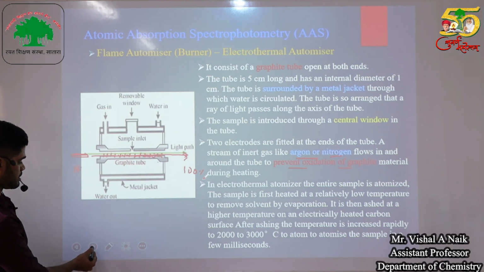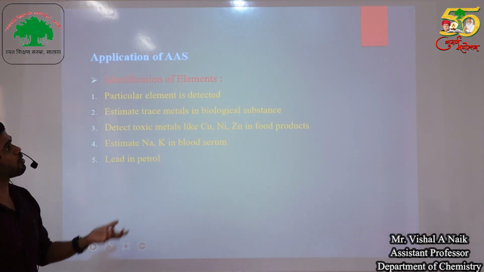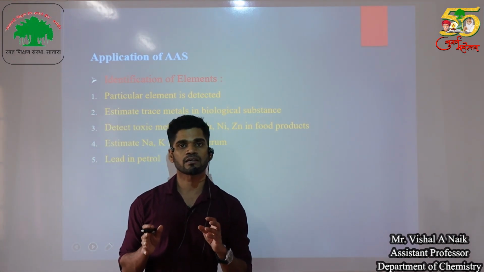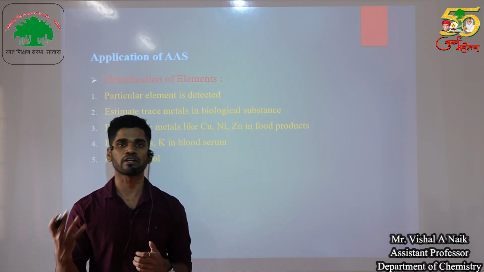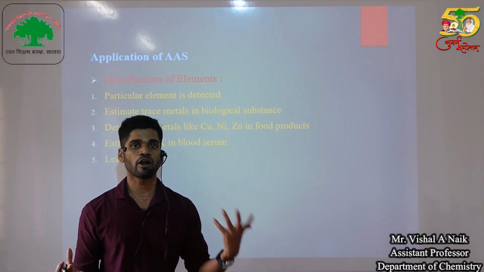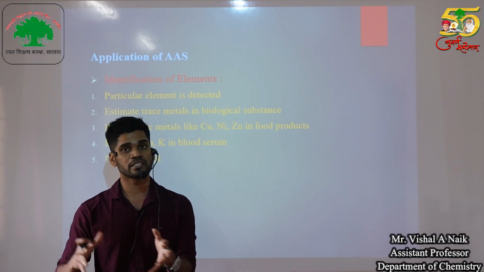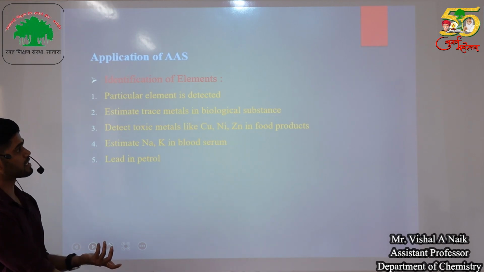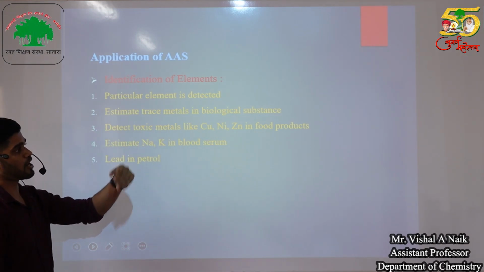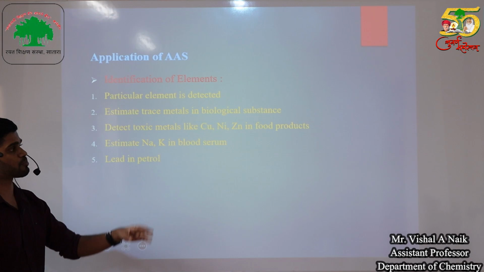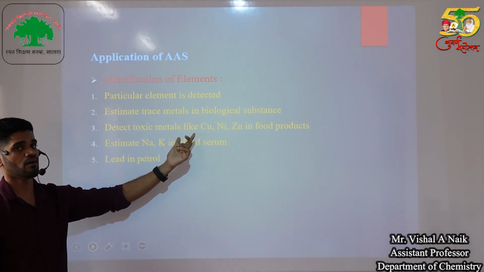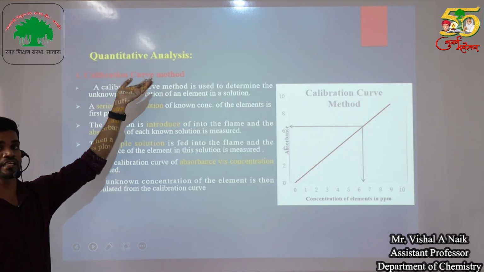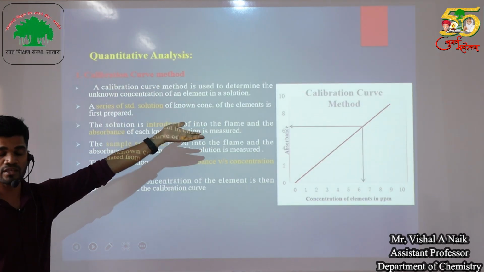So next part in this is the application of AAS. The applications of AAS and FES are both the same, that is quantitative and qualitative. In qualitative analysis, different types of metal ions present in different samples are determined by using AAS. A particular element is detected, then trace metals in biological samples are estimated, toxic metals present in food products are detected, with estimation of sodium and potassium in blood serum and lead in petrol. Then quantitative analysis is the same as FES.